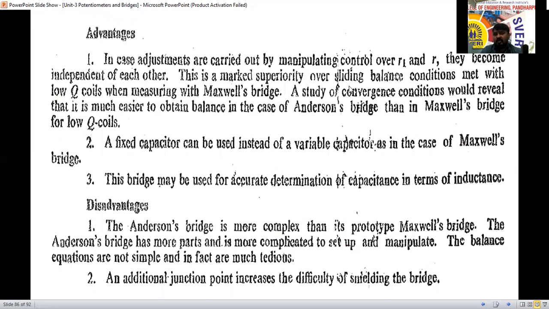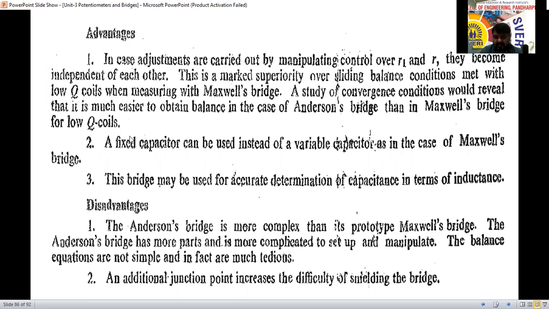So this marks the superiority over the sliding balance condition met with low quality coils when measuring with the Maxwell bridge. We are manipulating the control over R1 and r, which are connected to the unknown inductance and unknown resistance, as well as to the detector. Now, a study of convergence conditions would reveal that it is much easier to obtain balance in the case of the Anderson bridge than the Maxwell bridge for low Q coils.